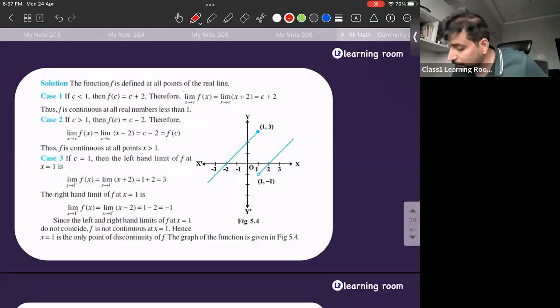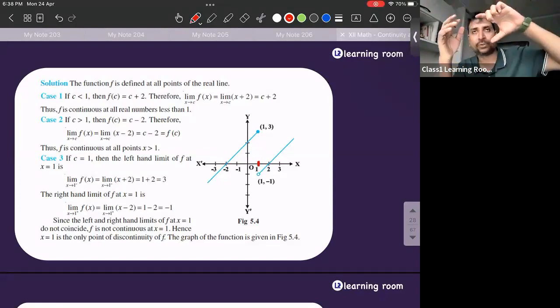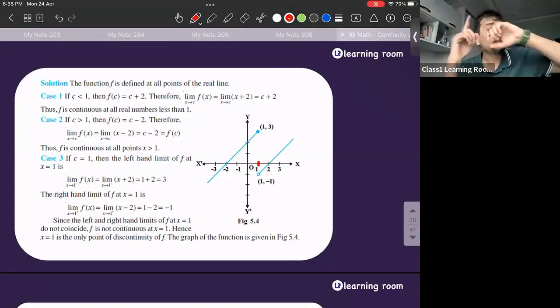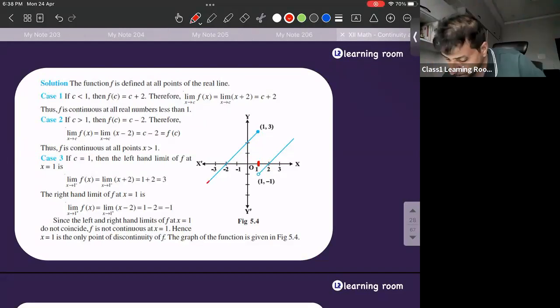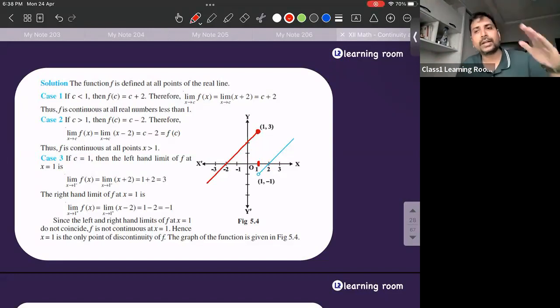Okay. So here I want to stress one more point. See, here you have this 1, right? On the left of 1, what is the function? It is x plus 2. So x plus 2 is a straight line, right? Like this. And at exactly 1, it is continuous. Means from the left of 1, it is continuous. It's a left continuous function.